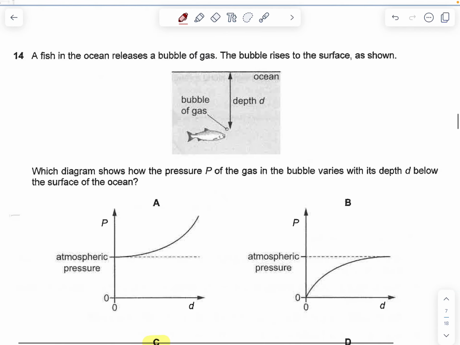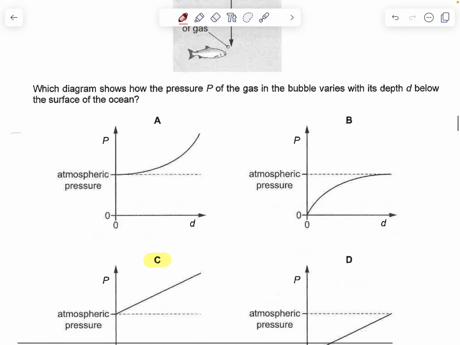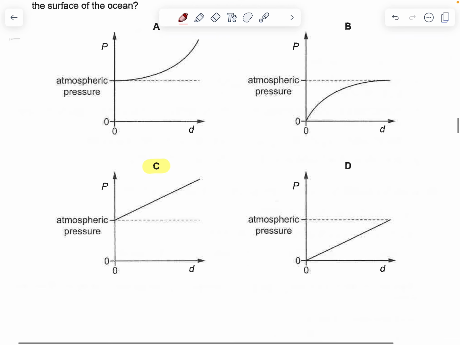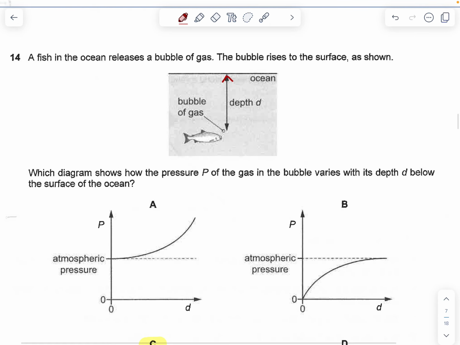Question 14. If a fish in the ocean releases a gas bubble, the bubble slowly rises to the surface. So how does the pressure of this gas vary with the depth? So we know the formula, P equals to Hρg, because the bubble is experiencing a pressure due to a column of water above it. So the depth is actually the same as your height.